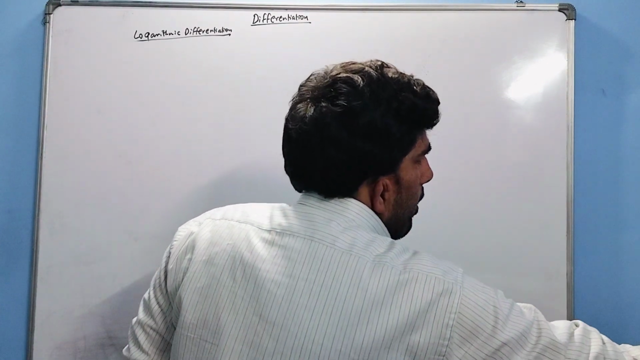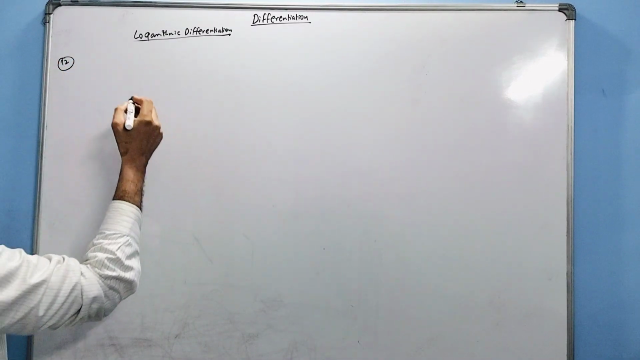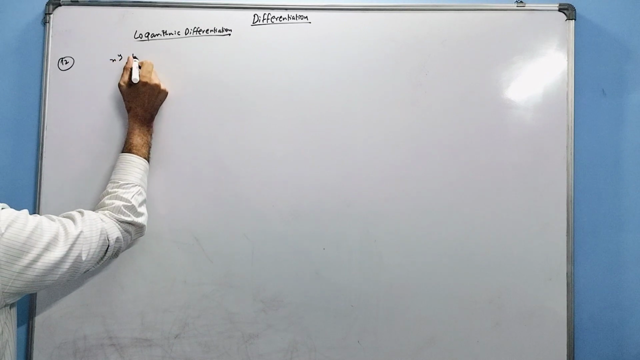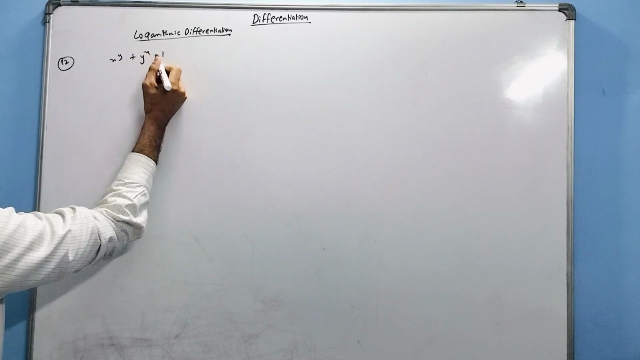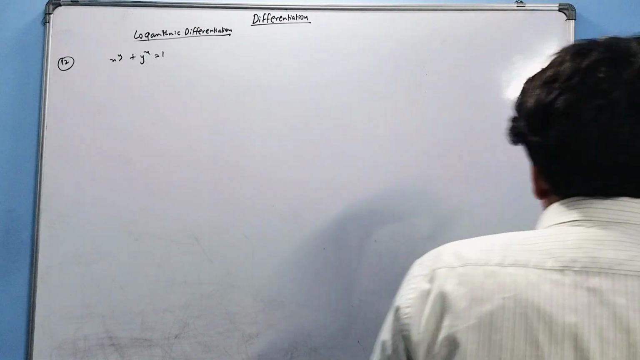Now we have the 12th question here. We need to find dy by dx in that. We have x to the power y plus y to the power x is equal to 1. So this is the question we have: x^y + y^x = 1.